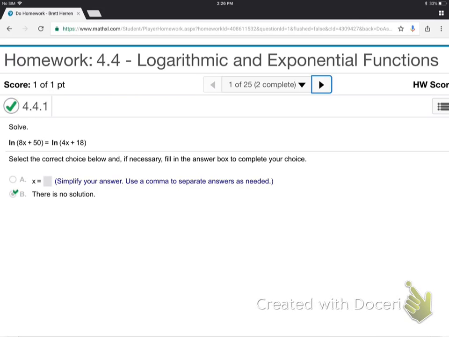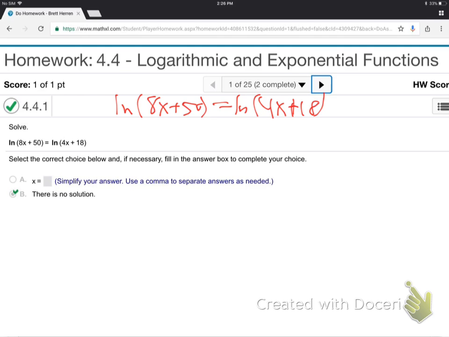There we go. Okay, so we've got to solve that log question. We're in a new section, solving logarithmic and exponential questions. Can you all see that okay? So it's natural log of 8x plus 50 equals natural log of 4x plus 18. What do you think we can do to solve for x there?